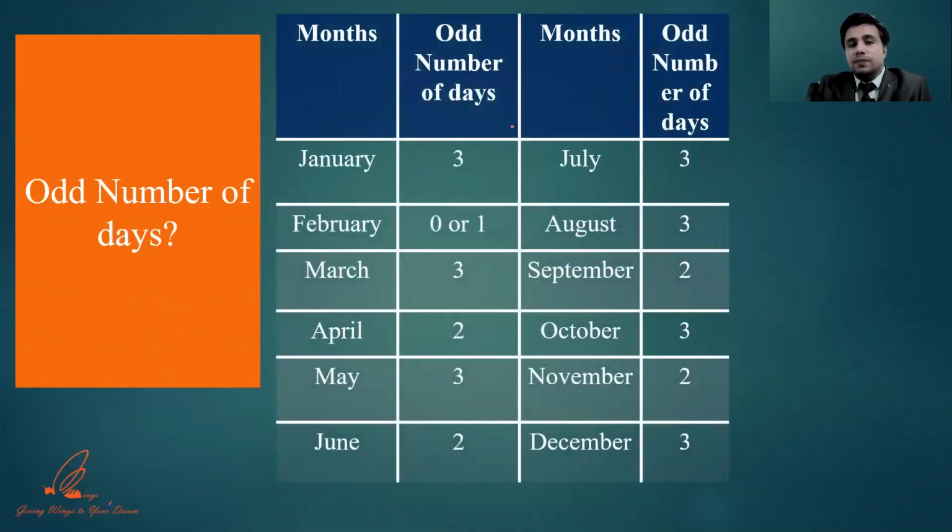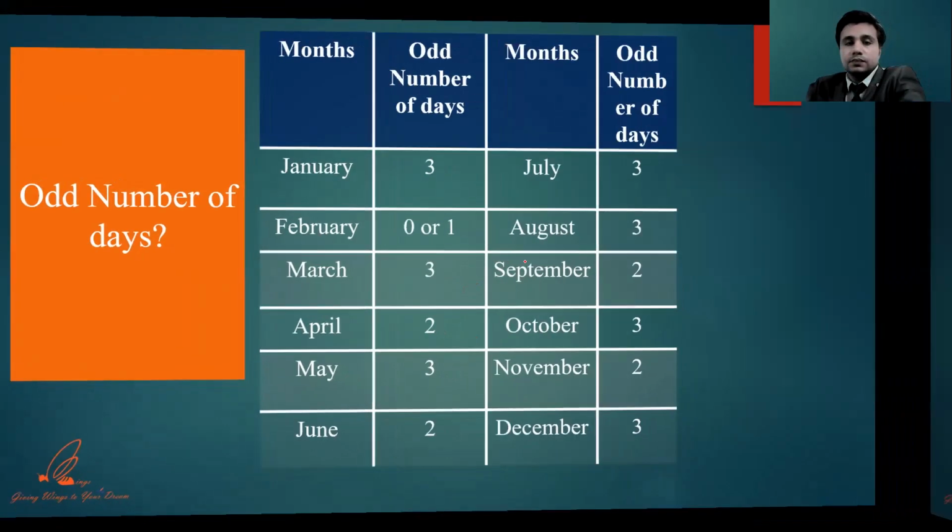Odd number of days. Now in months, January has 31 days, and if 31 is divided by 7, we get 3 as the remainder, which means in January we have 3 odd days. February 28 or 29 means 0 or 1 odd day. March 3, April 2. Similarly, if the month has 31 days, it will have 3 odd days. If it has 30 days, it will have 2 odd days, and so on.